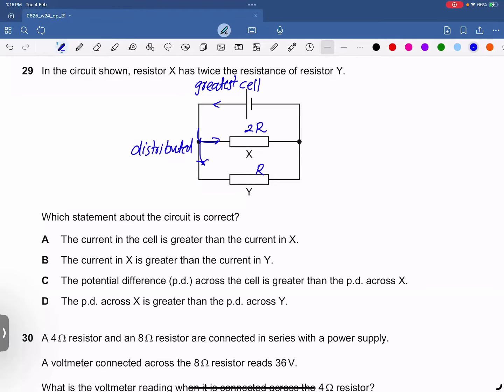Because the cell provides a total current and in the end it will be distributed. The current in the cell is certainly greater than both. So cell current is more than X. Cell current is also more than Y. Why? Because the cell current is actually the current of X plus Y. So the option is A. That's an easy question. We proceed to question number 30.